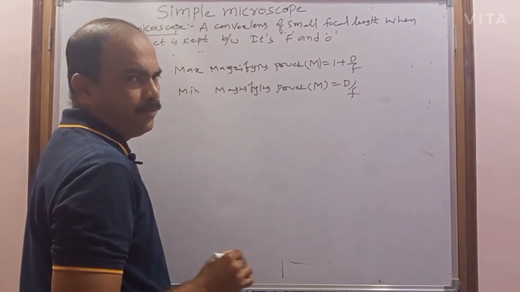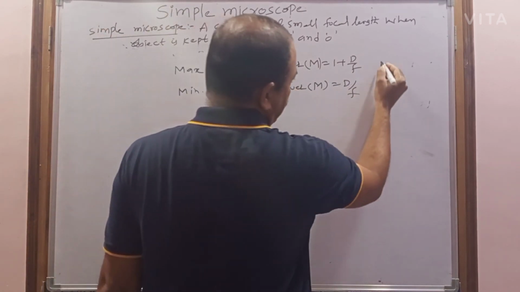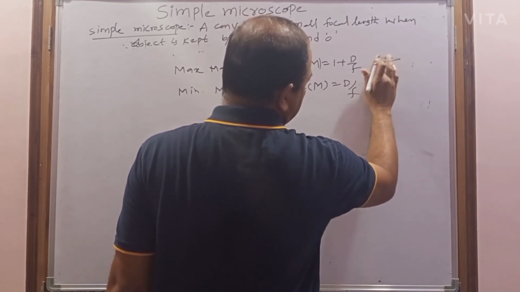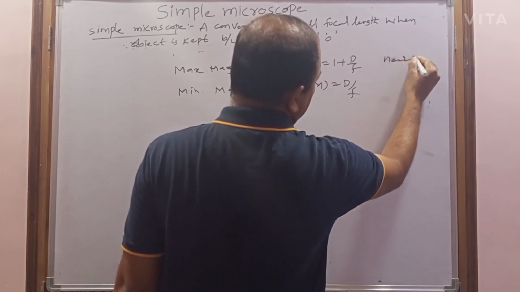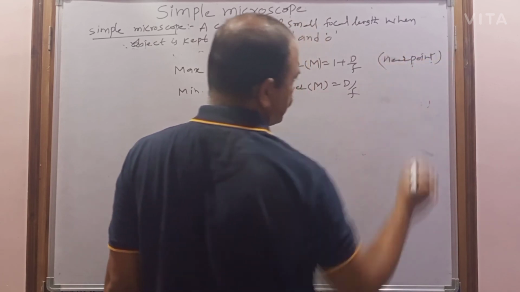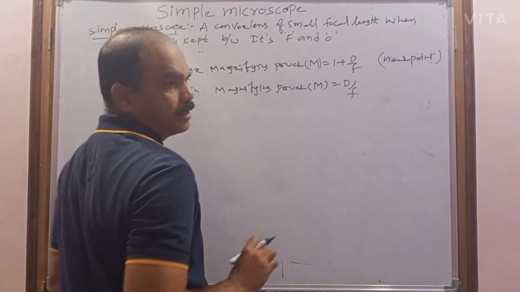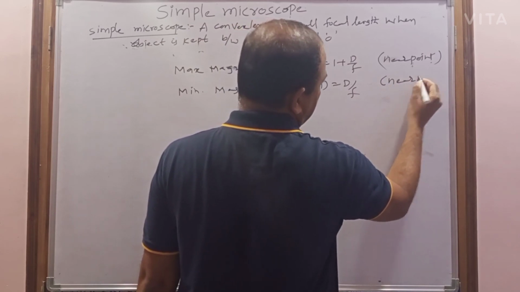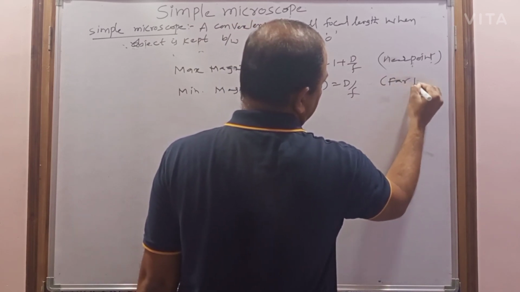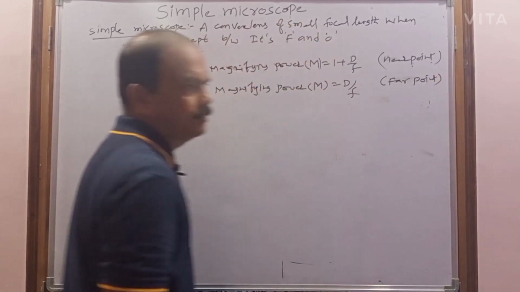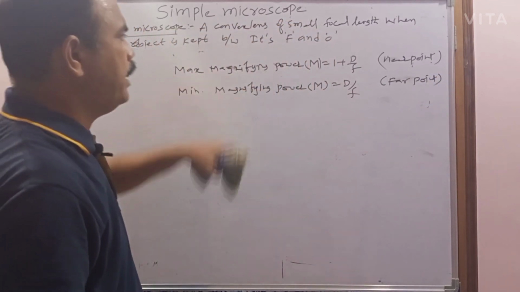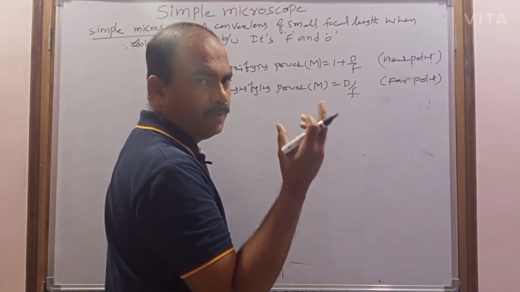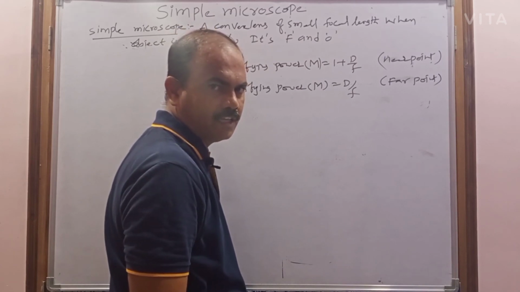So the simple microscope has the maximum magnifying power when the image is formed at the near point, where v equals D. Sorry, when the image is at the near point. The simple microscope has the minimum magnifying power when the image is formed at the far point. In the case of the maximum magnifying power, the eye will be strained. In the case of the minimum magnifying power, the eye will feel relaxed.